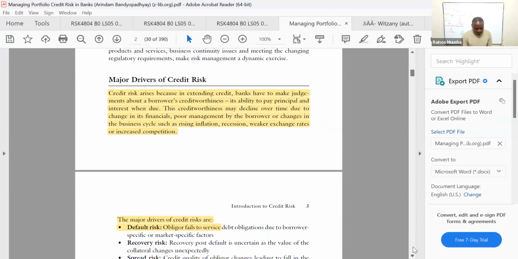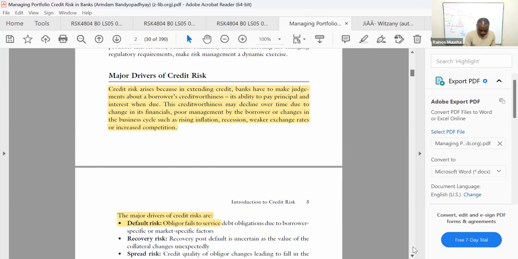On the next section, we look at the major drivers of credit risk. And here they say, credit risk arises because in extending credit, banks have to make judgments about a borrower's creditworthiness, its ability to pay principal and interest when due. So this creditworthiness may decline over time due to changes in its financials, poor management by the borrower, or changes in the business cycle, such as rising inflation, recession, weaker exchange rates, and increased competition as well.